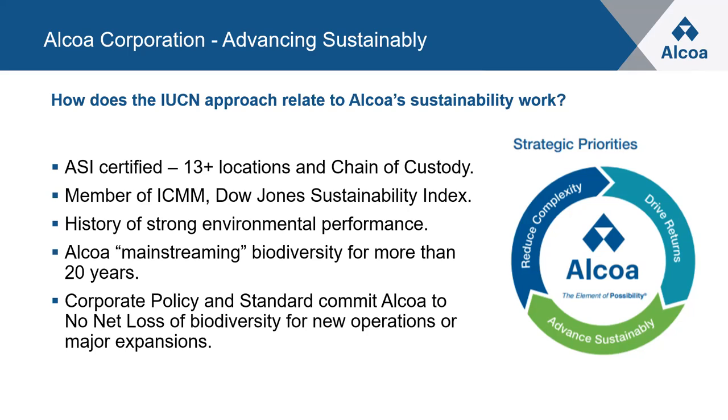This is new in many ways, in the sense that public opinion and expectations from stakeholders have put a very intense focus on biodiversity conservation. But actually we were talking about mainstreaming biodiversity conservation already in 2005. And in Western Australia, we were already describing the application of the mitigation hierarchy, which today is an expectation that is common for all companies, but it was not the same case 15 years ago. So this is our starting point, and this is how biodiversity conservation relates to our sustainability work, and actually how the work of IUCN relates to what we do. Beyond that, we launched in 2020 a new policy and a new standard that commits Alcoa to no net loss of biodiversity for new operations and major expansions.